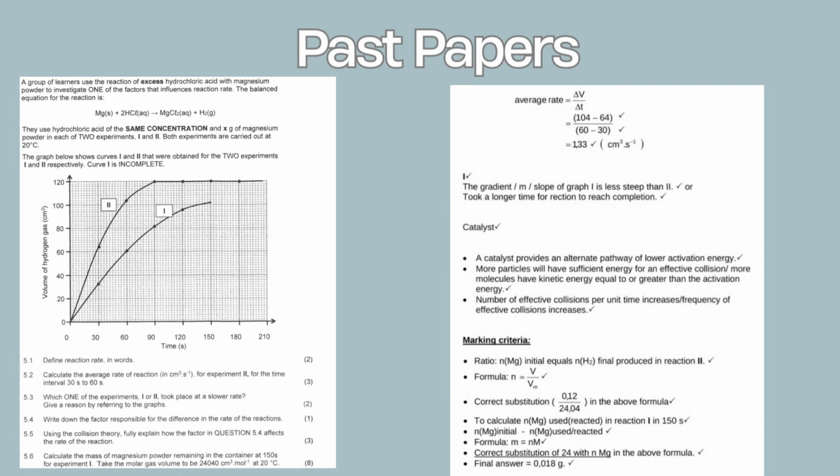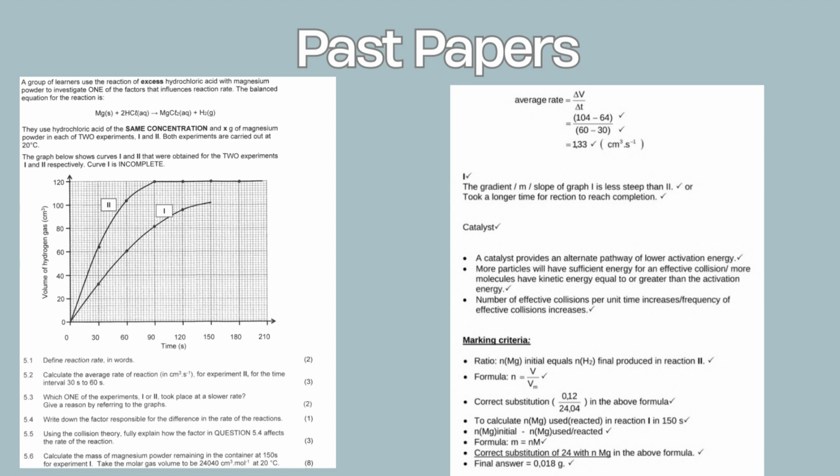Define reaction rate in words. This is something you get from the guidelines and you just have to learn it by heart. Calculate the average rate of reaction for experiment 2 for the time interval 30 seconds to 60 seconds. We just have to read the graph. At 30 seconds, we can see it is approximately 65, and at 60 seconds, it's approximately 105.